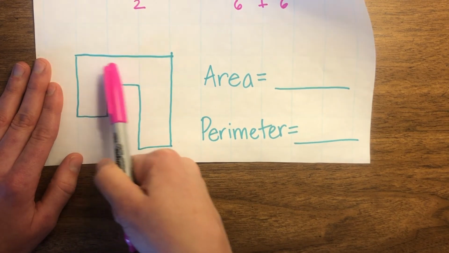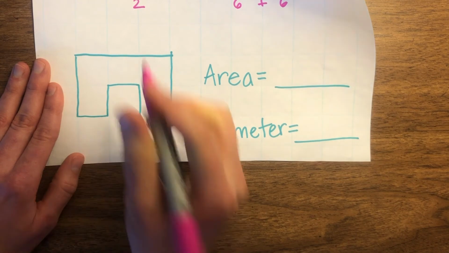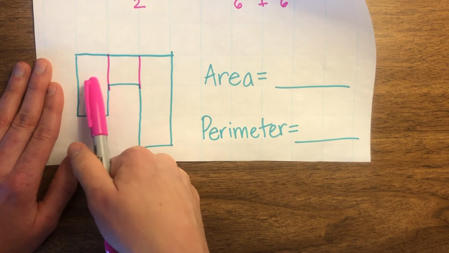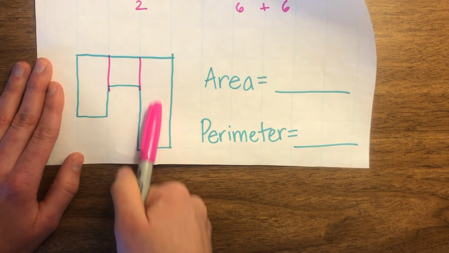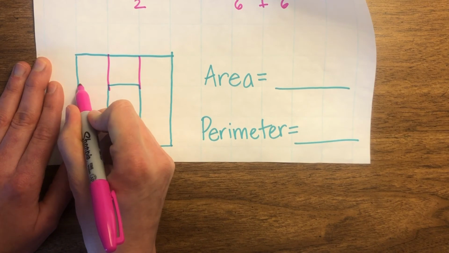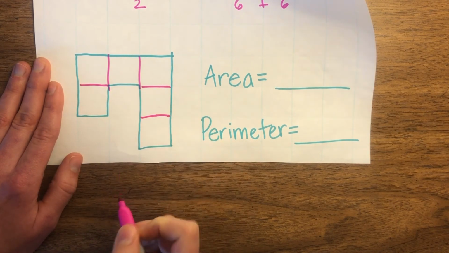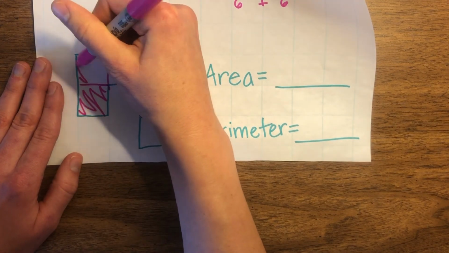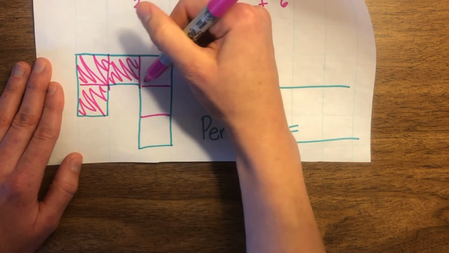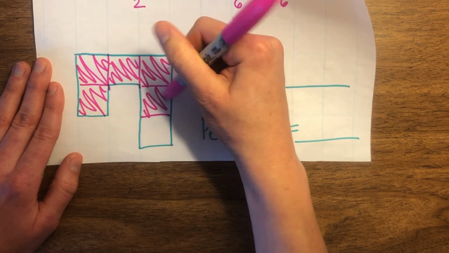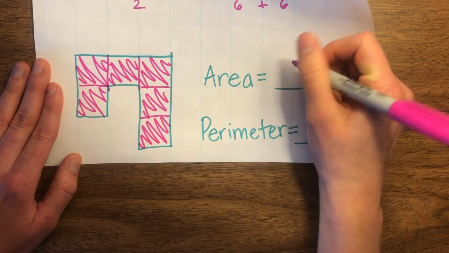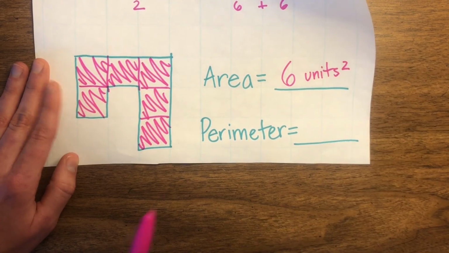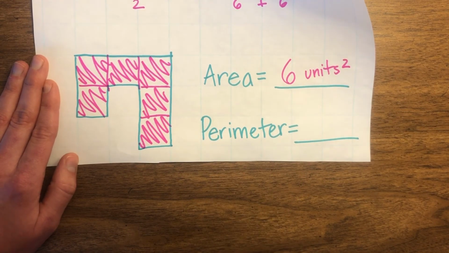I could count up the squares, or I could section this shape off into 3 different rectangles. See, that's one rectangle, that's another rectangle, that's another rectangle. Today, let's just count the squares. So remember, area is the space inside. I've got 1, 2, 3, 4, 5, 6 squares. 6 units squared.